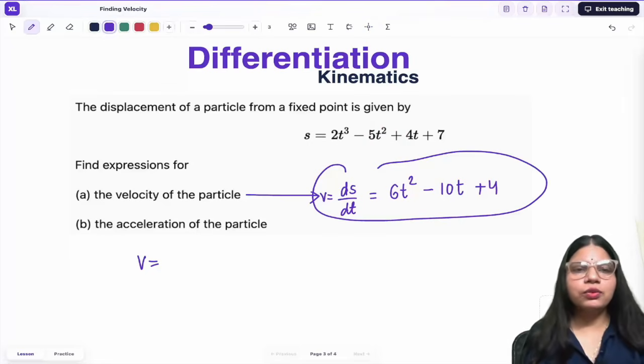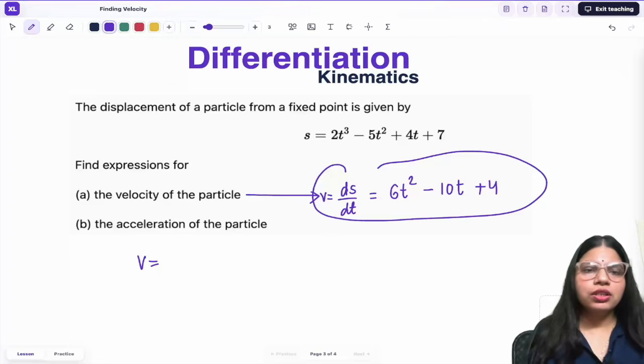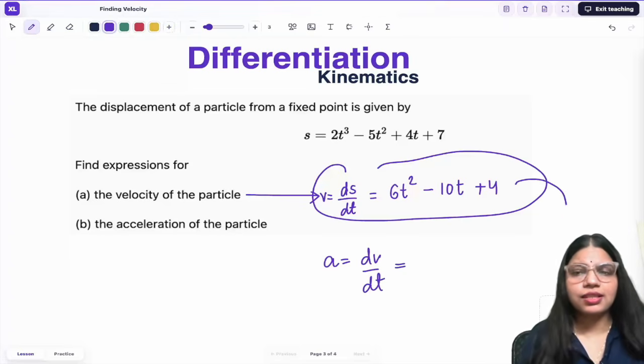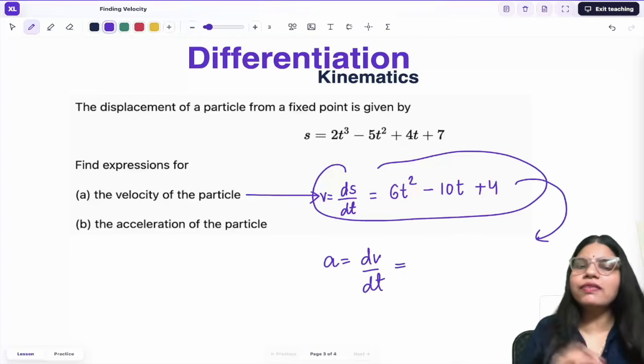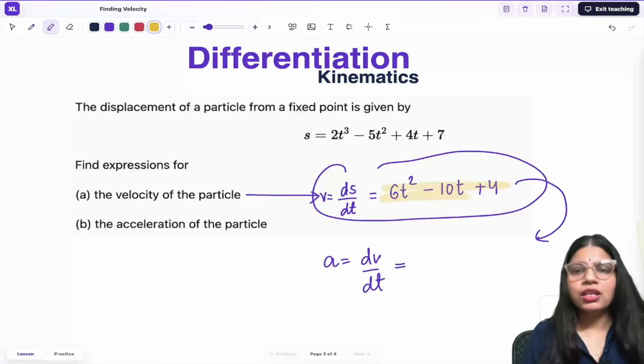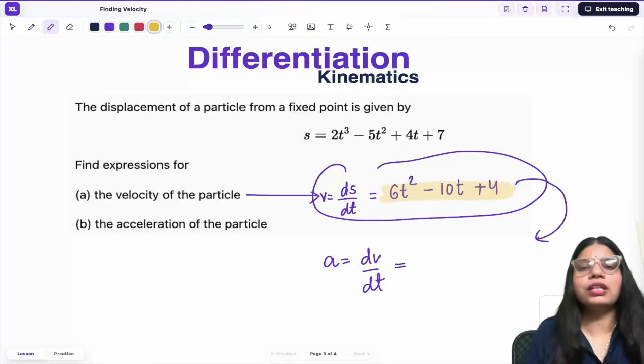For finding out the acceleration, what are we going to do? Acceleration is nothing but dv over dt. So we're going to be differentiating this thing. Because what is v? v is not given in the question. v is what we found out. Correct? This is v. So you have to differentiate this to get a.